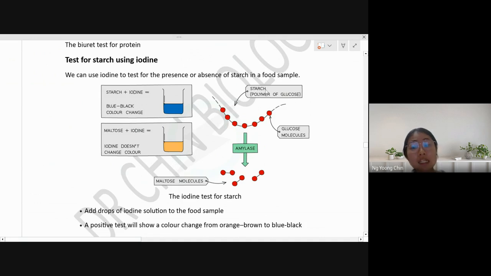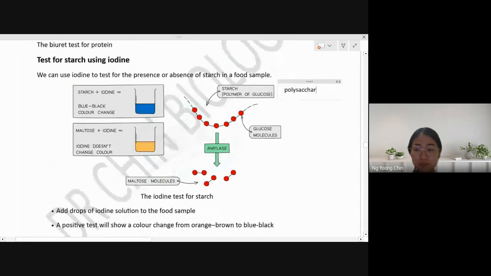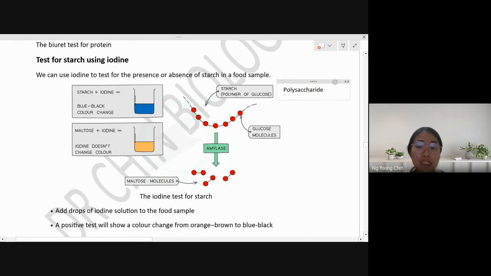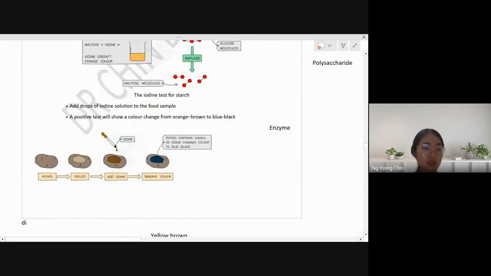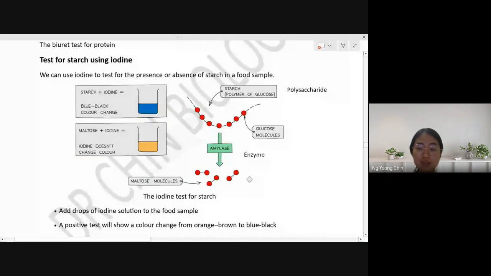We should know that starch is a kind of polysaccharide, right? Starch can be digested by amylase. Amylase is an enzyme to digest starch. So it will become maltose. Maltose is a disaccharide, right? So when you add the iodine solution to starch, the iodine solution changes from orange brown to dark blue color.